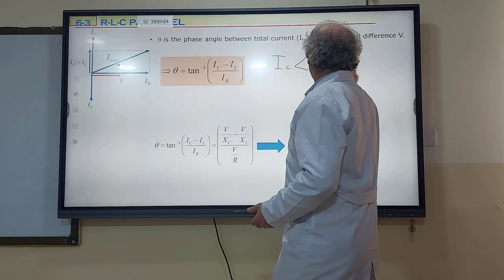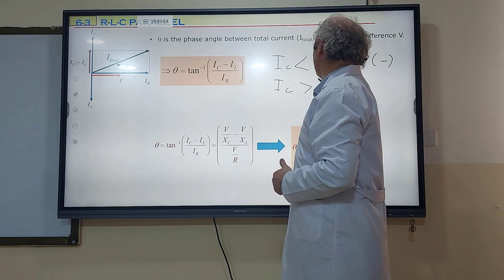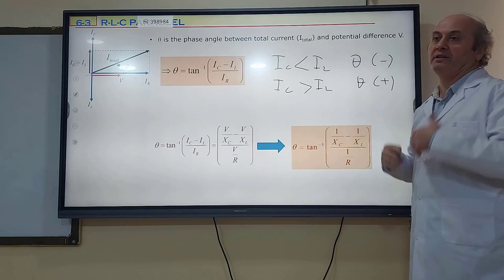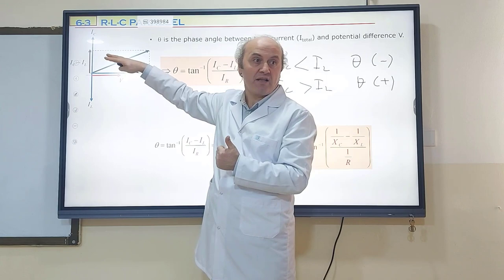Which means the total electric current lags behind the potential difference. If IC is greater than IL, in this case theta is positive, that is, the total electric current leads the potential difference. Because here we defined electric current with respect to potential difference, positive and negative affect the total electric current, not the potential difference.